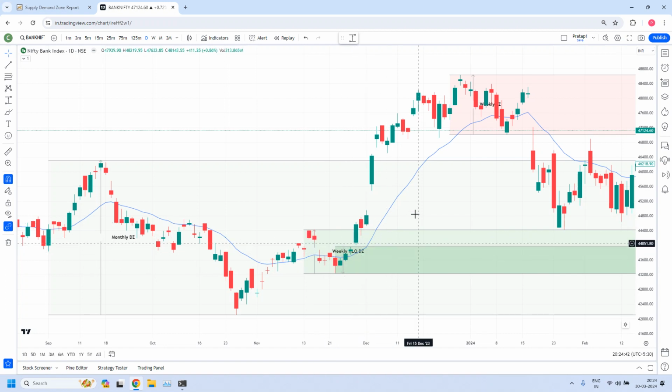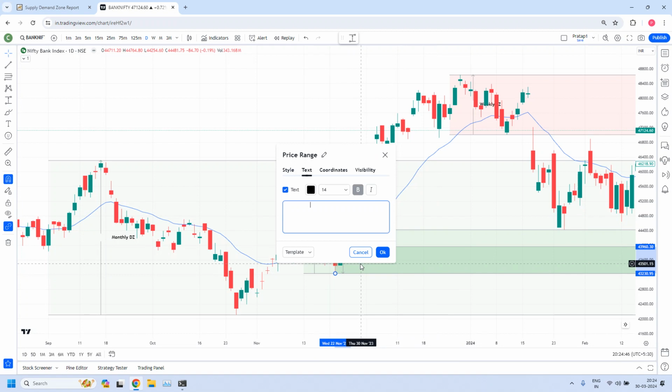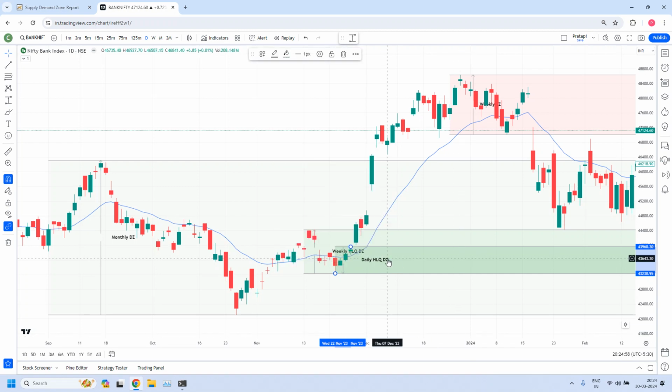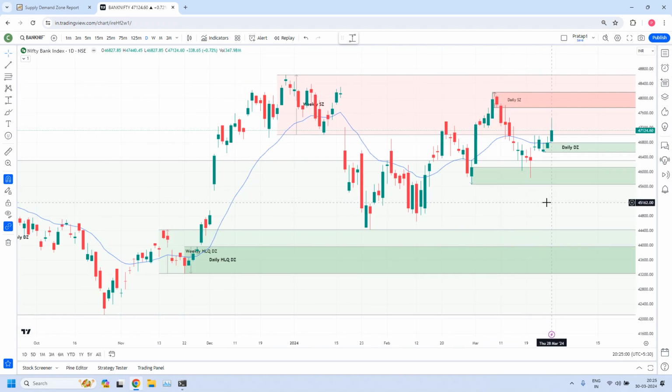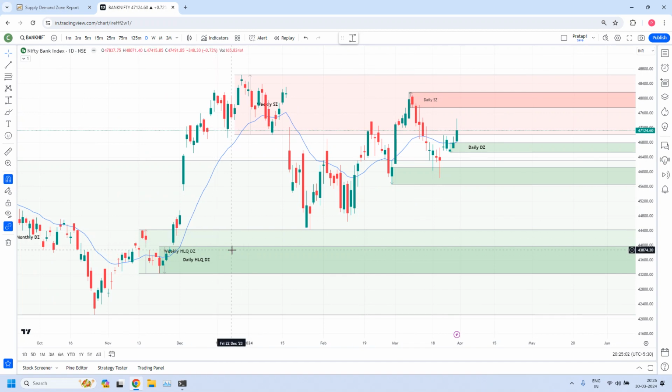So inside weekly we have a daily. This is a daily zone, a high liquidity demand zone. Let me mark. This is the daily high liquidity demand zone. This is when we get into this demand zone related things. Now what about supply zone?